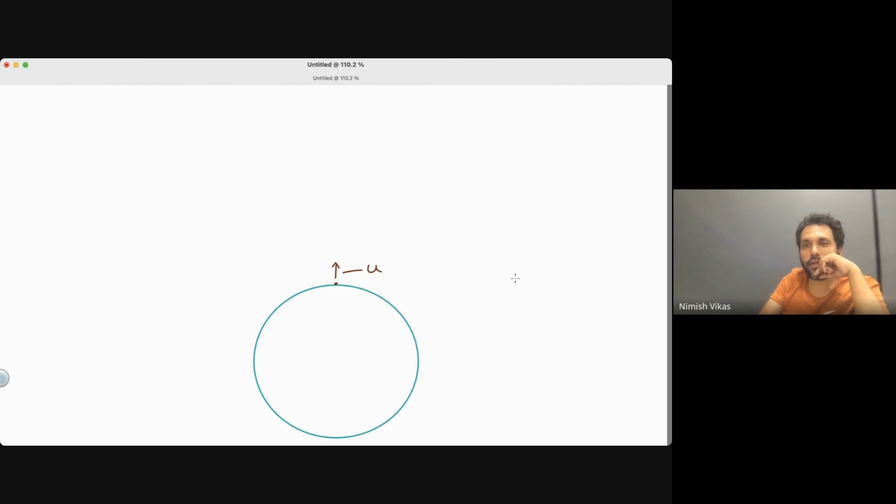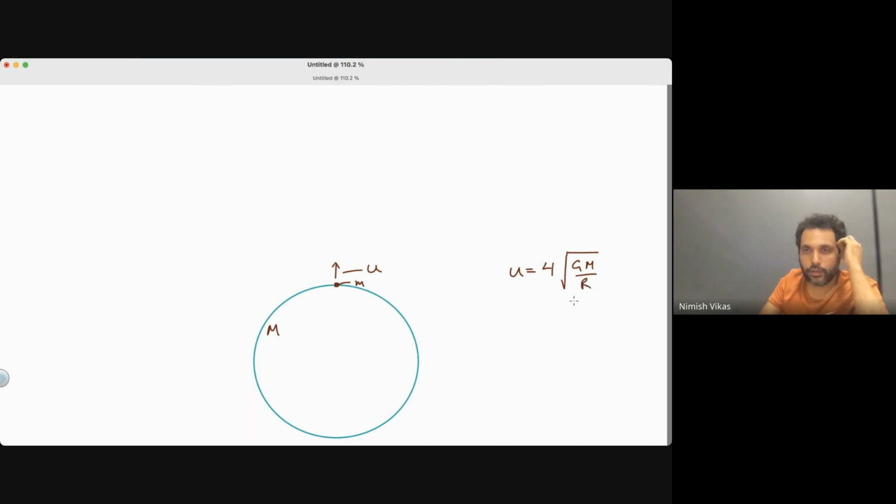And I'll give you some value for that. U is equal to, this mass is having mass M, and this mass which is thrown up is small m. And U is suppose root GM by R.